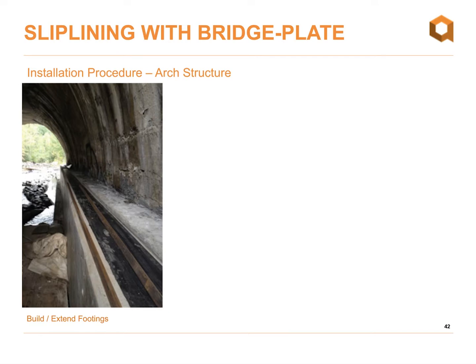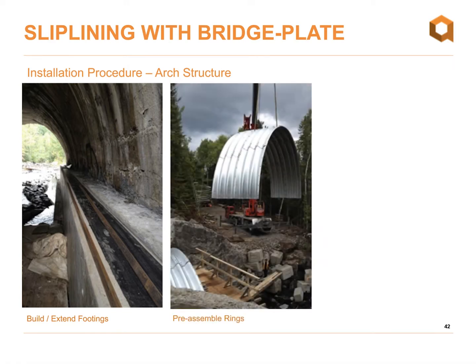This is an old concrete arch that we rehabilitated in Quebec, I believe at Monk Linear Park, and this was done for the MTQ out there. So the first step is to extend the footings. They actually installed a polyethylene liner along the invert of the footing just to help more easily pull the structure through the existing conduit. Next step, just as with the other one, we essentially pre-assemble a number of rings.